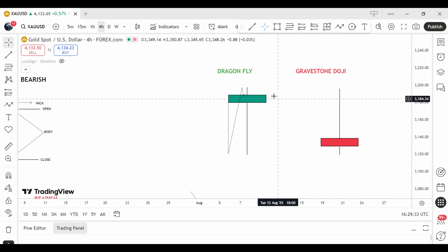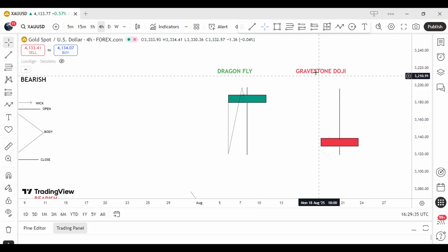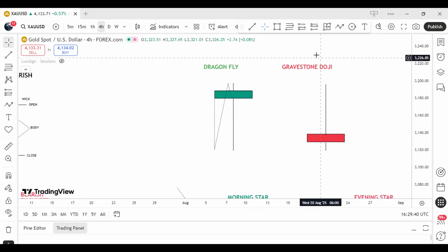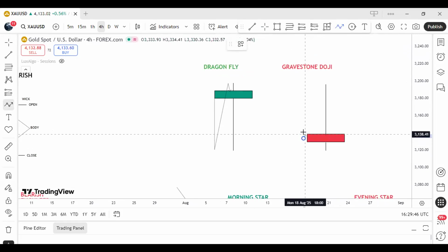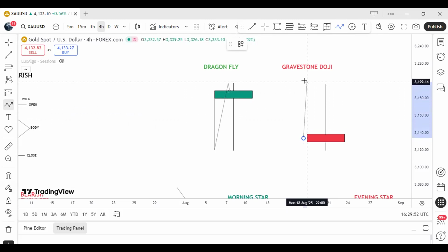Good. Awesome. All right. So this gravestone doji is just like the opposite version of this dragonfly. All right. So what happened on this gravestone doji? Price, remember it is red. So price will open at the top here, right? Then buyers came in, pushed the price all the way to this high here. It was buyers who came in first. It was buyers that were first in the market. They pushed the price all the way to this high.